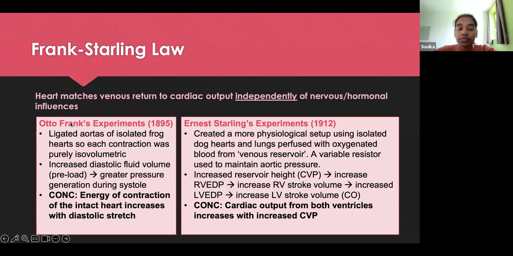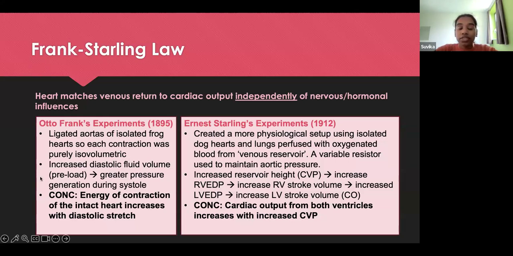So Otto Frank's experiment: essentially what he did was he ligated the aorta of isolated frog hearts. So you're using a heart that's been taken out of a frog, and they close the aorta so that the contractions are purely isovolumetric. The volume shouldn't be changing, but the pressure should be, because you've blocked off the aorta.